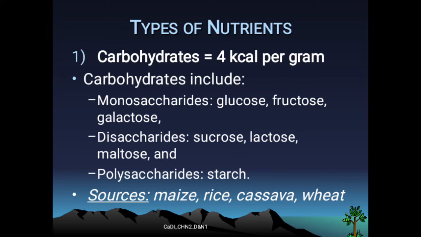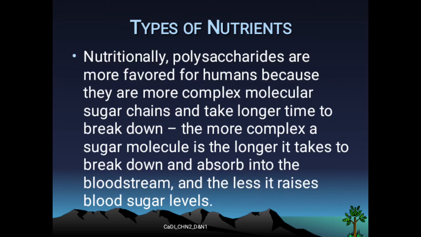Carbohydrate, which is the first type of nutrient, provides 4 kilocalories per gram. Carbohydrates include monosaccharides: glucose, fructose, galactose; disaccharides: sucrose, lactose, maltose; and polysaccharide: starch. Sources: we have maize, rice, cassava, wheat.